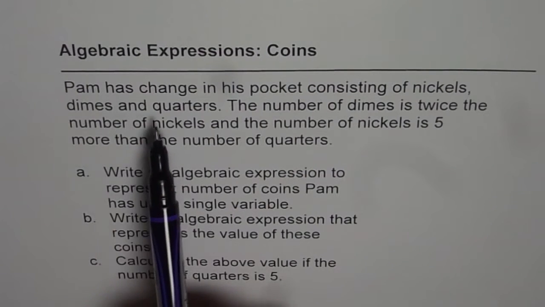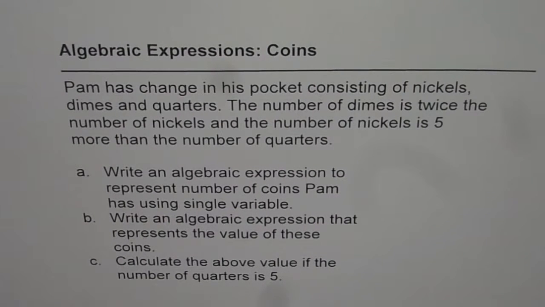Pam has change in his pocket consisting of nickels, dimes, and quarters. The number of dimes is twice the number of nickels, and the number of nickels is 5 more than the number of quarters. We need to write an algebraic expression to represent the number of coins Pam has using a single variable. Part B is write an algebraic expression that represents the value of these coins. And part C is calculate the above value if the number of quarters is 5.